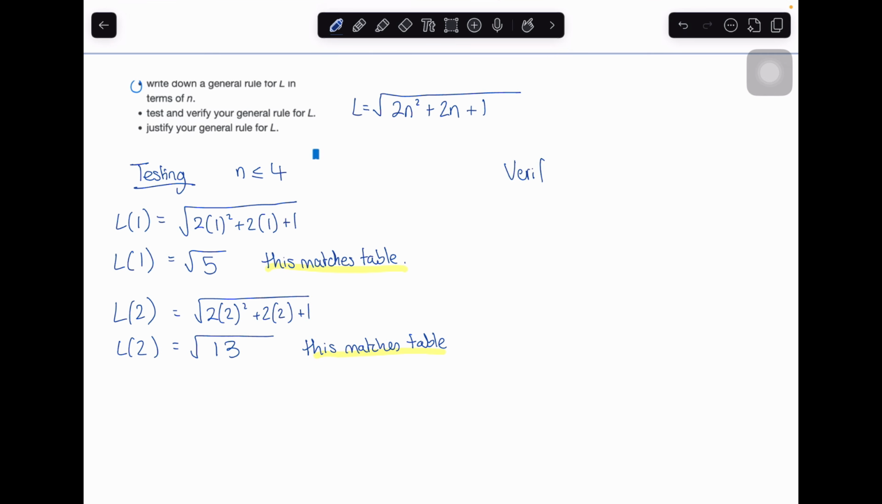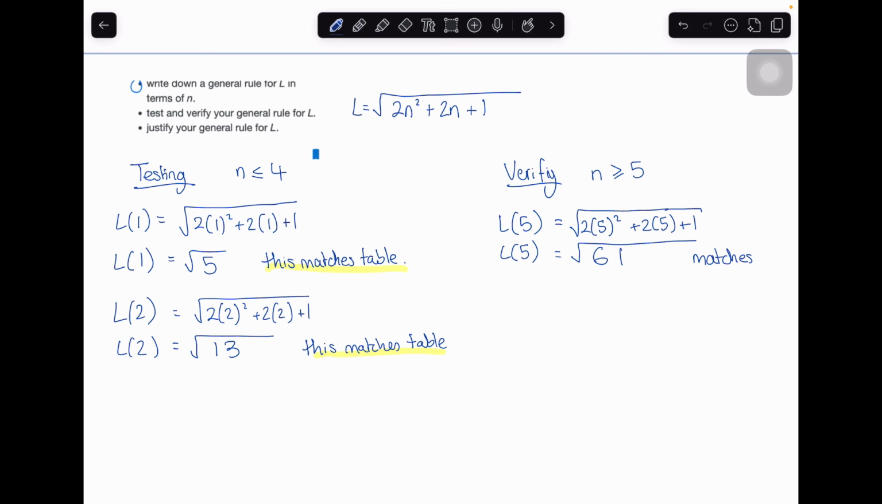So for your verification, we're going to use n values less than or equal to 5. So L of 5 would be equal to the square root of 2 lots of 5 squared plus 2 lots of 5 plus 1. Okay, so L of 5 is going to be equal to, let's see, 5 squared, 25, 50, 60, 61. Okay, again, this matches the prediction.